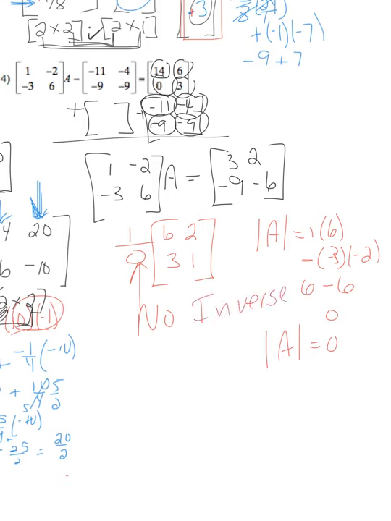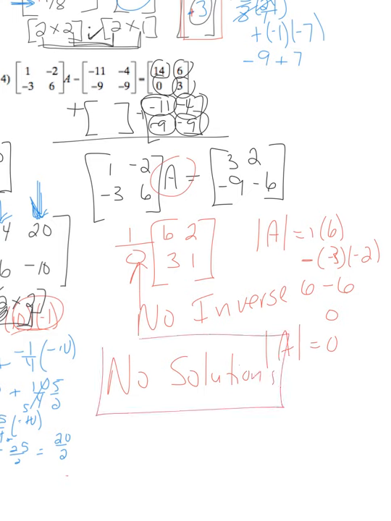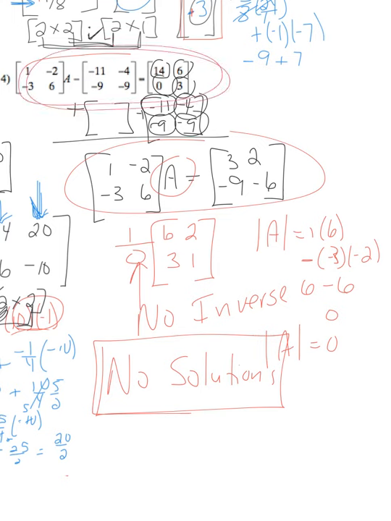And when there's no inverse, that means this A has no solutions. There's no such matrix that will actually make this work. There's no A that makes this happen. The end.